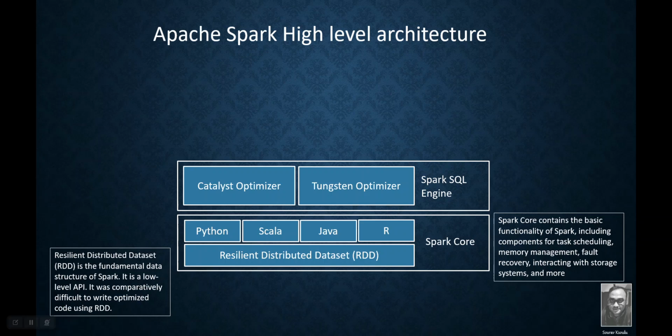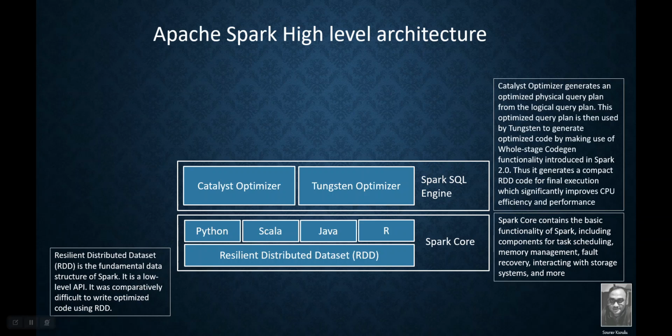Here you can see there are two things: Catalyst optimizer and Tungsten optimizer. From the name itself, you can understand that it will optimize your code in some way. So let's see how it is optimizing. Catalyst optimizer generates an optimized physical query plan from the logical query plan. So it will generate a plan for how to execute it physically in an optimized way.